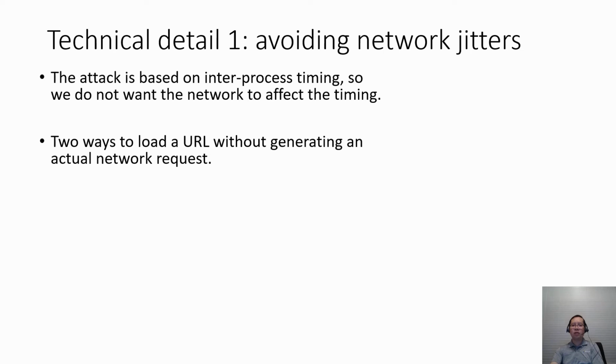I just talked about the high-level idea. There are many details to make the idea really work. I'm now describing some details. The first detail is about avoiding network jitters. The attack is based on inter-process timing, so we do not want the network to affect the timing. There are two ways to load a URL without generating an actual network request.